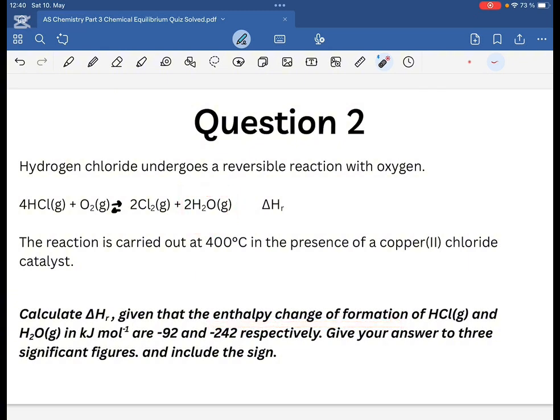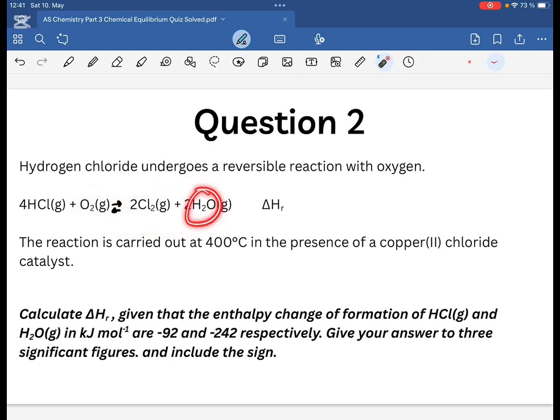And you just have to note that they gave you only the enthalpy change of formation for HCl and H2O. They did not give you the enthalpy change of formation of O2 and Cl2. And this is because the enthalpy of formation of O2 and Cl2 is equal to 0, because elements in their standard state have an enthalpy change of formation equal to 0, because you are not forming them from anything else. They're just like a reference point. So their enthalpy change is going to be equal to 0.